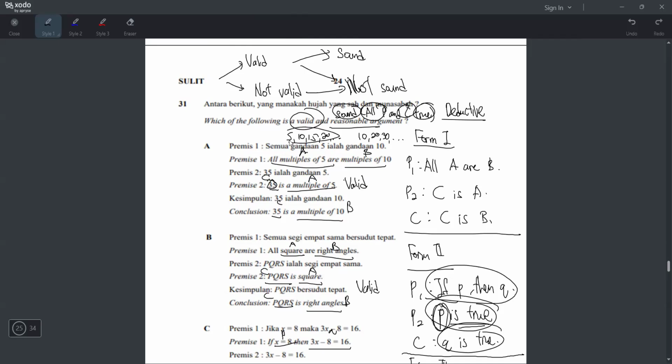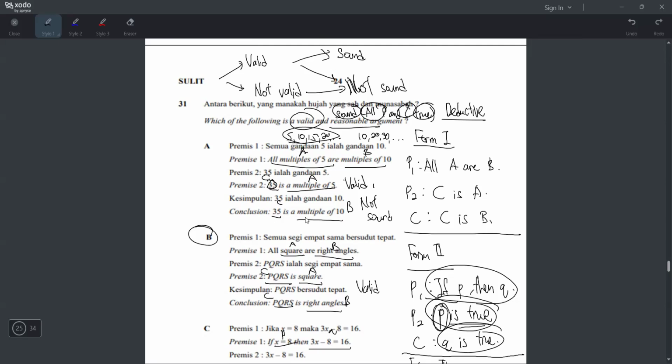Okay, now think about this. Adakah semua gandaan 5, gandaan 10? Are all multiples of 5 multiples of 10? The answer is no. Because 5 is not a multiple of 10, 15 is not a multiple of 10. So the premise 1 is already false, right? So this is not sound. Valid, but not sound, right? So A is not the answer. So I think B is the answer, right? And also, if you look at the premise 2 here, 35 is a multiple of 5. Okay, this one true, but the conclusion is wrong.